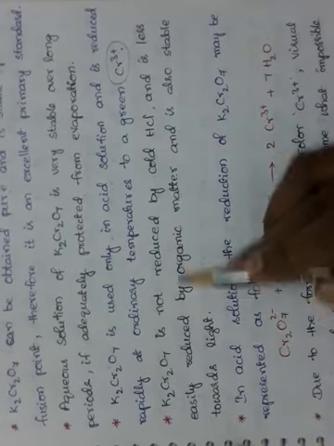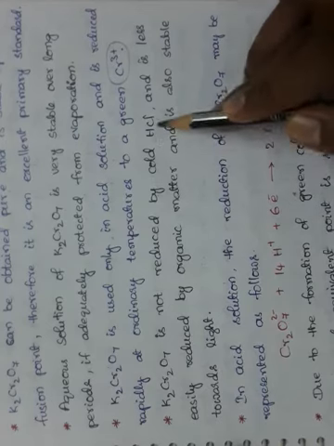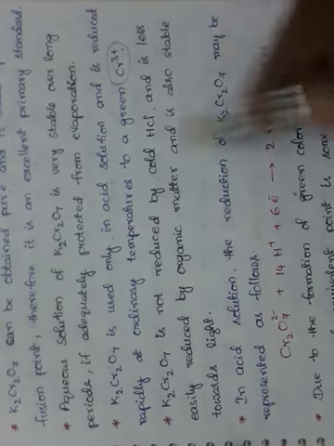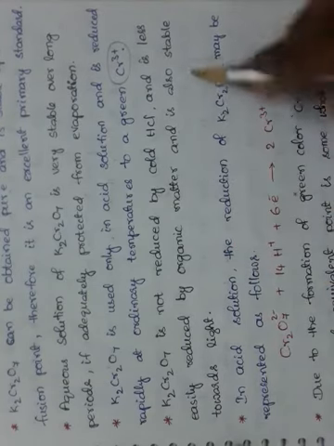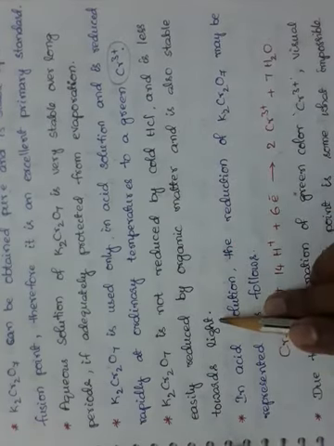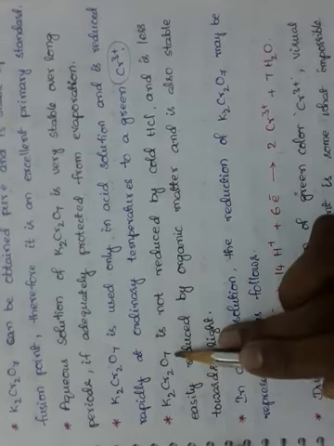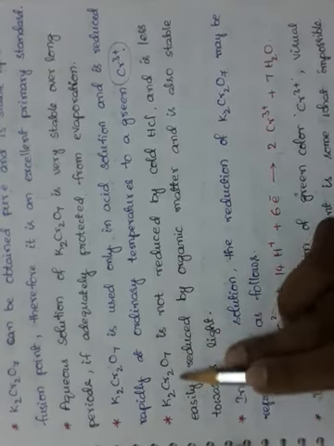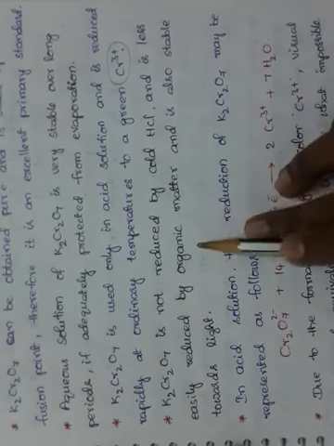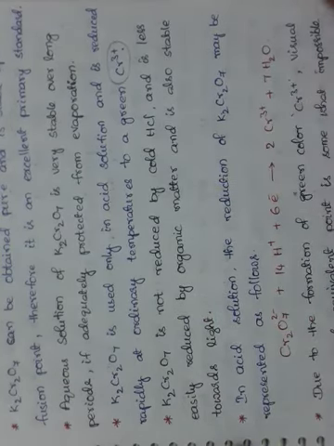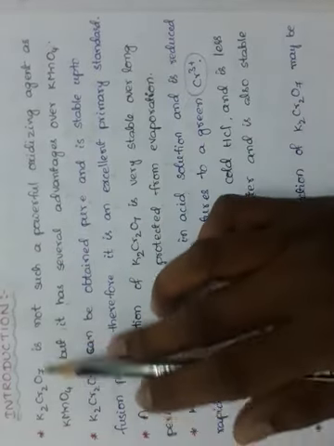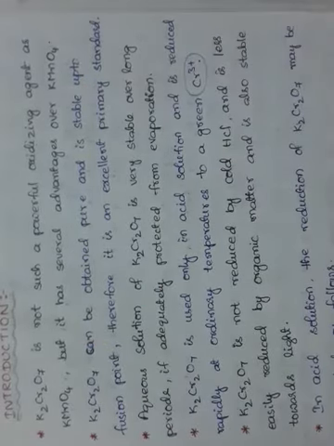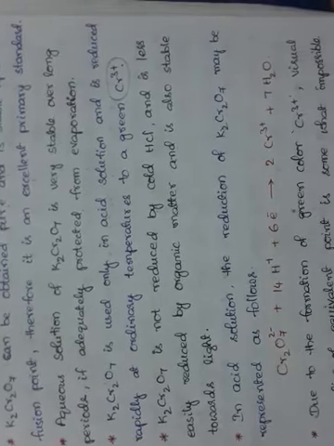So, potassium dichromate is not reduced by cold hydrochloric acid and it is less easily reduced by organic matter and is also stable towards light. But if you go for KMnO4, KMnO4 will be reduced by organic matter and it is not stable towards light. So, they are the main advantages of K2Cr2O7 when compared to KMnO4. Is it clear?